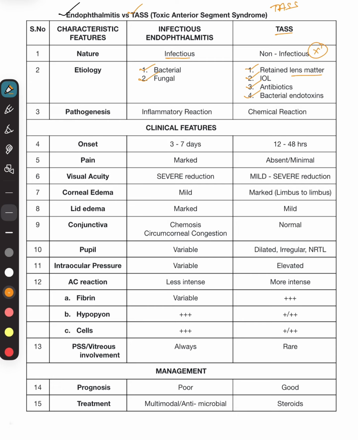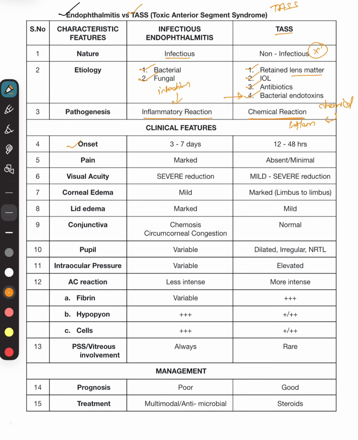So this is the infectious etiology, but a non-infectious mechanism. The toxin will lead to toxic anterior segment syndrome. Infectious endophthalmitis is an inflammatory reaction where you have an infection that will elicit an inflammatory response. This is purely a chemical reaction where the chemical matter will cause damage, and it can also lead to inflammation. So it is variable. Next, important one is onset.